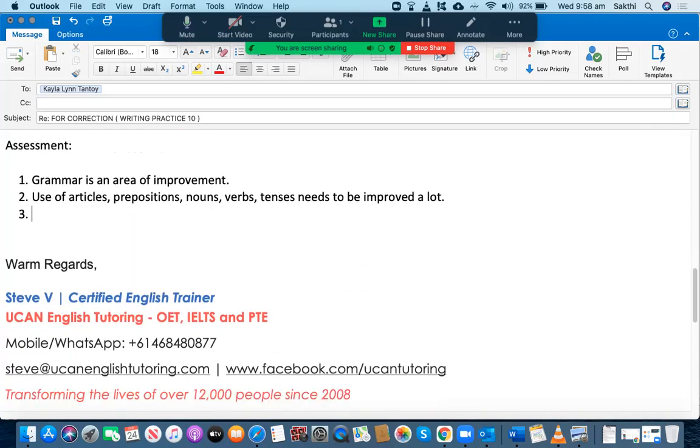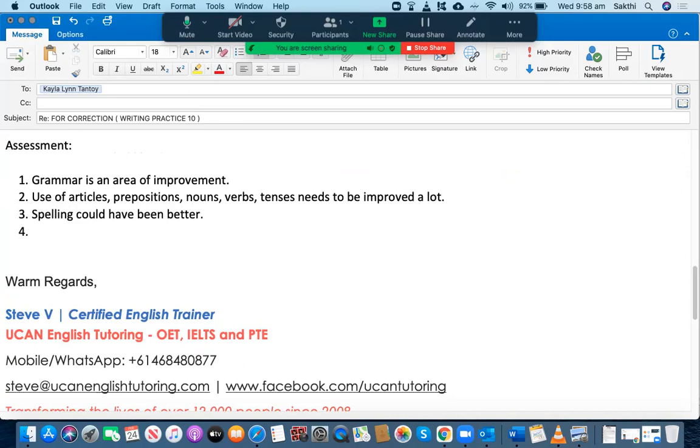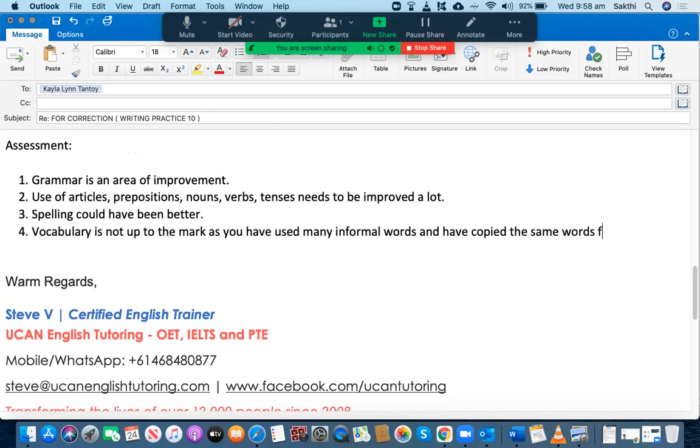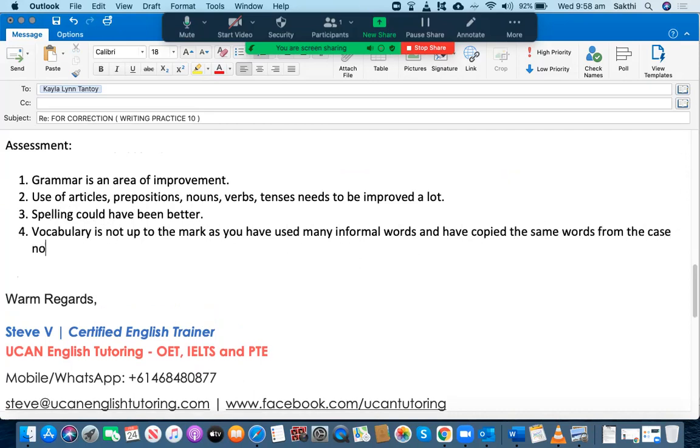All right, let's go to the next one. Spelling could have been better. You have committed a couple of spelling mistakes which could be avoided, and vocabulary is not good. Vocabulary is not up to the mark, as you have used many informal words and have copied the same words from the case notes. Both of them are really bad. You shouldn't do that.